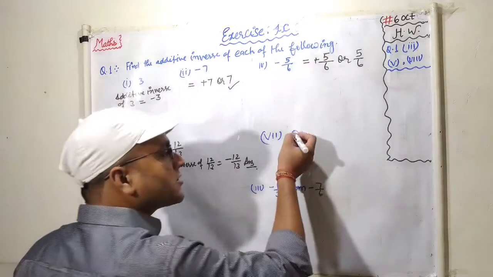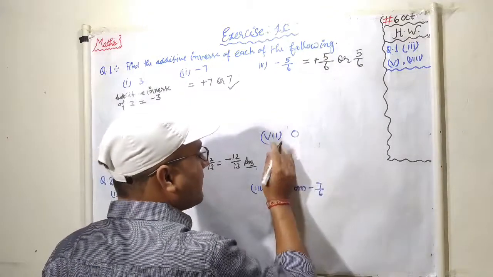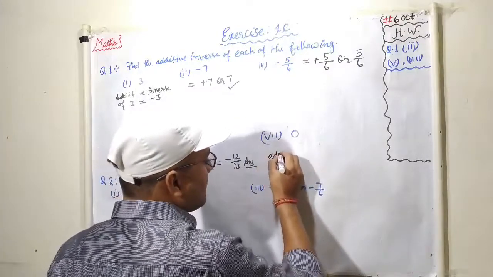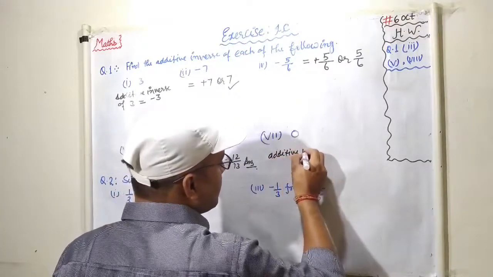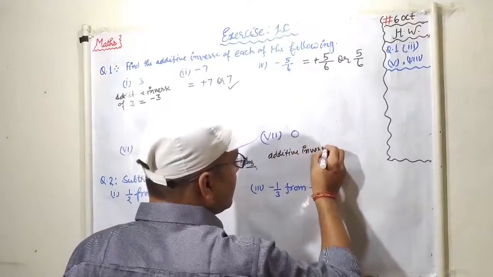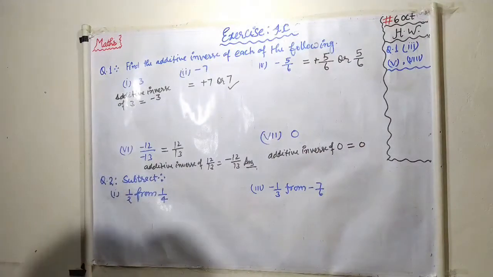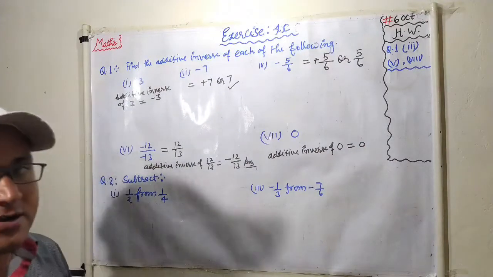What is the additive inverse of 0? Additive inverse of 0 is 0, because 0 is neither positive nor negative. You cannot use plus 0 or minus 0.